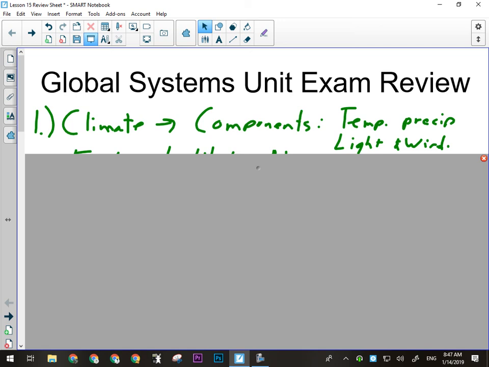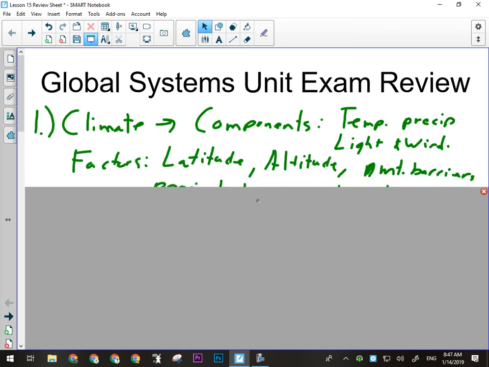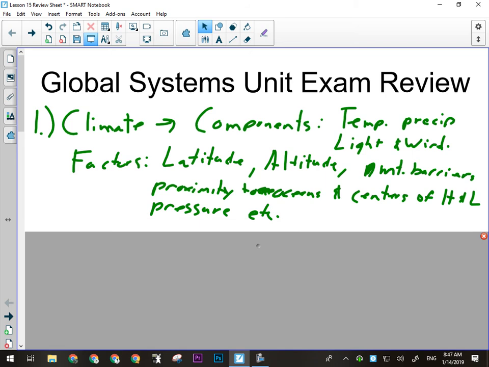Now, the way that that's going to be tested is it's going to work in conjunction with the other part of climate, which is the factors that affect climate. And that would be things like latitude, which was the most important climate factor, altitude, which was basically the second most important, mountain barriers, proximity to oceans, centers of high and low pressure. All those other things that we talked about. Now, there could be a couple of multiple choice questions about components and factors.